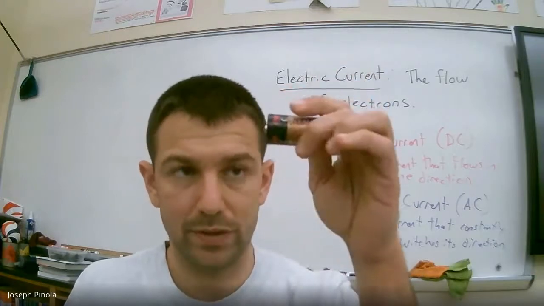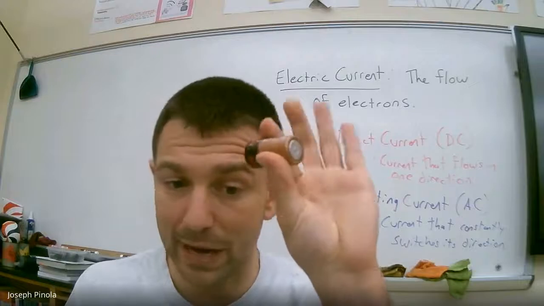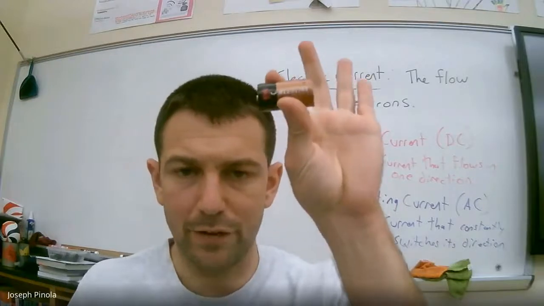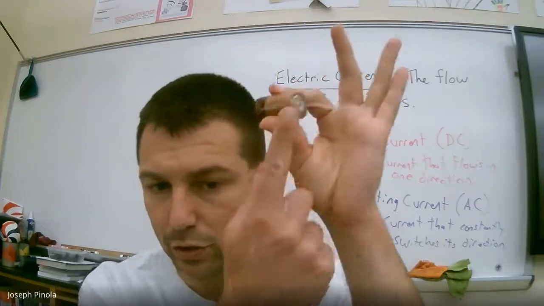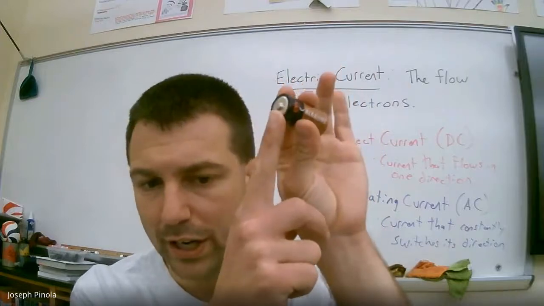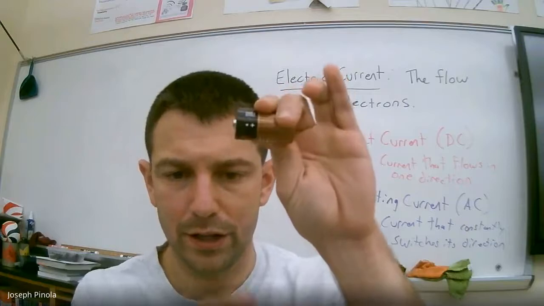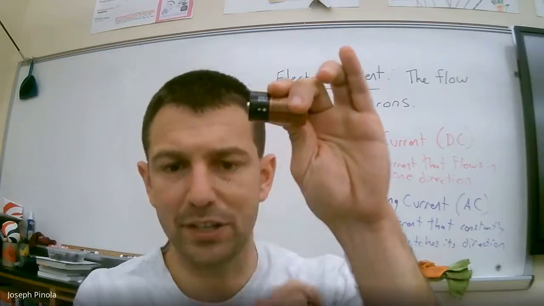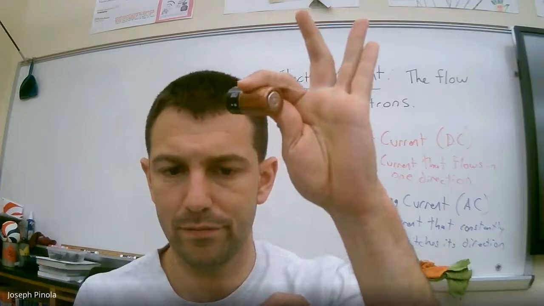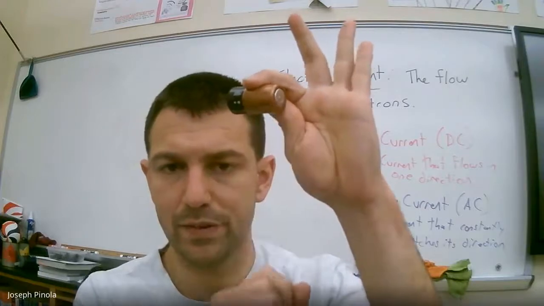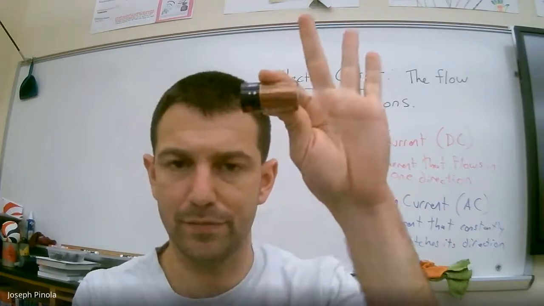Here is a battery. This is specifically a C battery. You will notice that every battery has two different ends. One end has a little bit of a bump on it, and that's how you can tell them apart. The part that has a bump is the positive end of the battery. Here's our negative end, and here is our positive end.